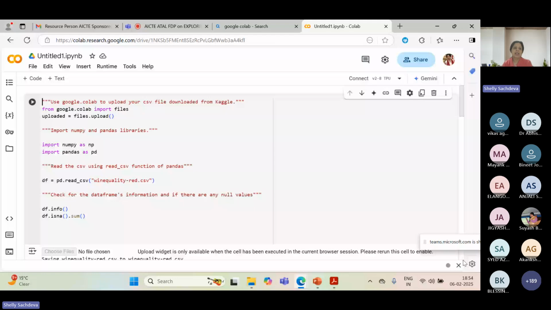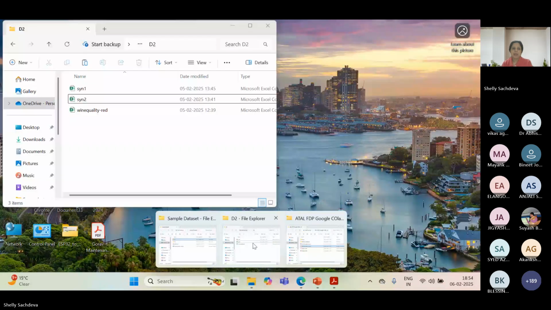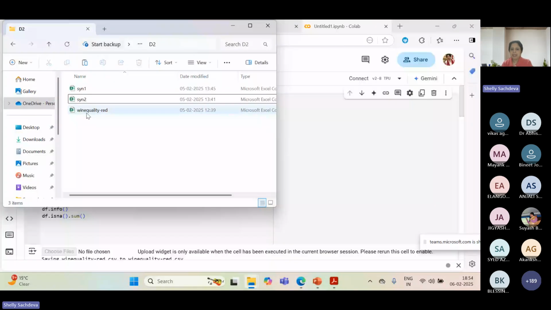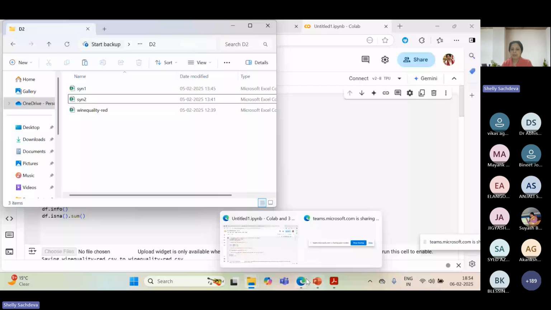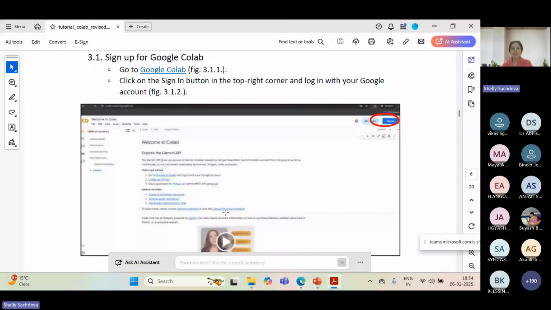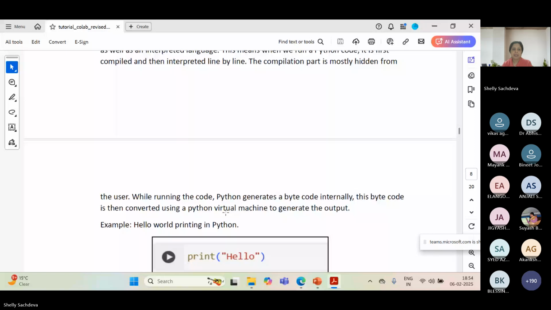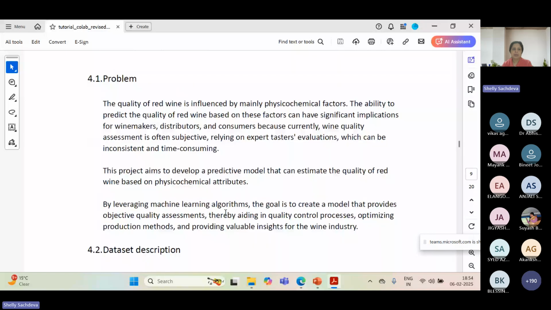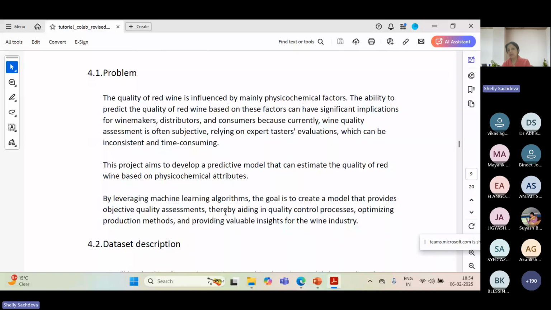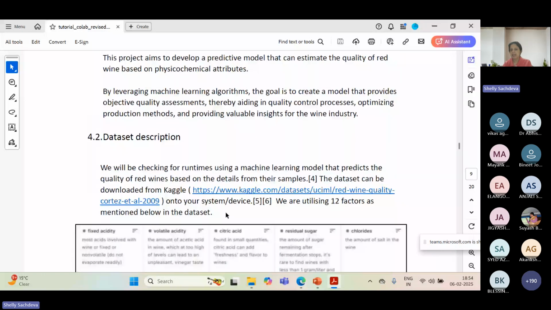So first, I'll show you the data set that I'll be working upon. Yeah, so this is the data set that I'll be working upon. I'll give a little bit of description of the data set. So this is the description. The data set was picked up from Kaggle, right? And it was a red wine quality data set.